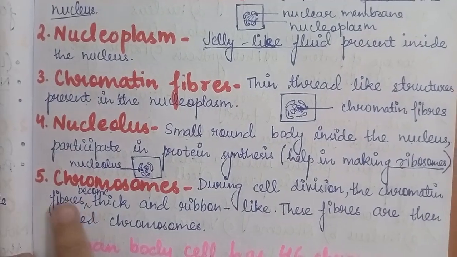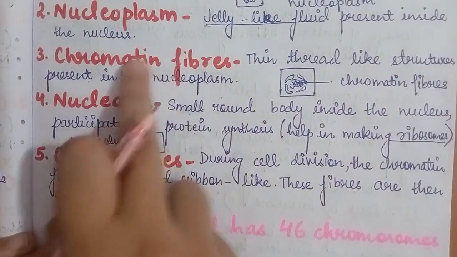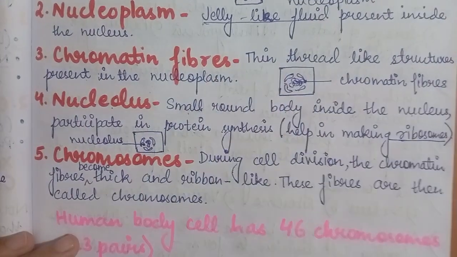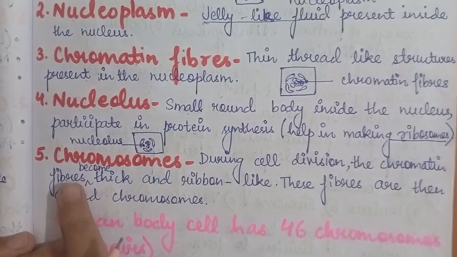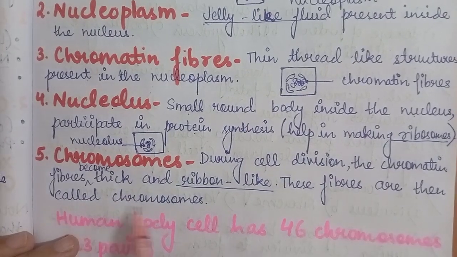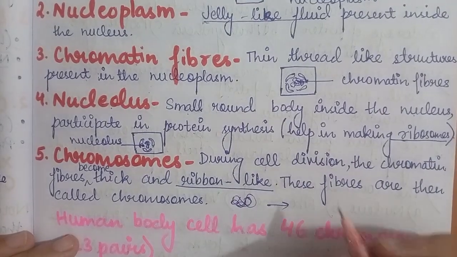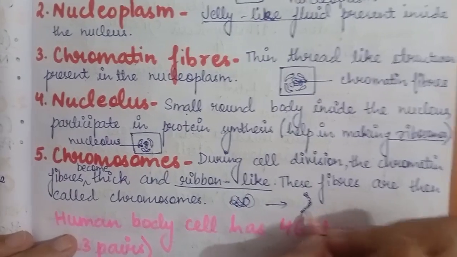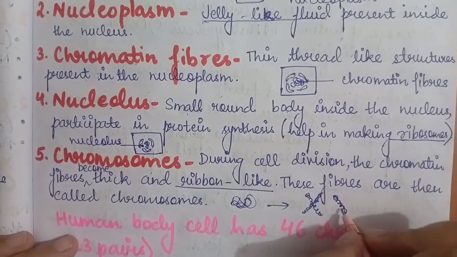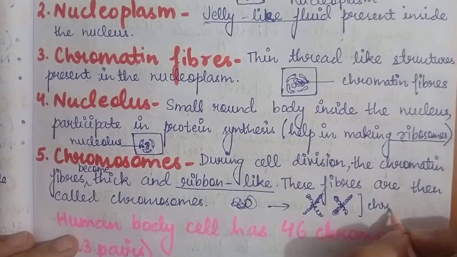Okay, now chromosomes. I told you that these chromatin fibers condense during the time of cell division and form chromosomes. During cell division, the chromatin fibers become thick and ribbon-like. These fibers are called chromosomes. These were our chromatin fibers, and what happens at the time of cell division? They condense and form such structures, which are called chromosomes.